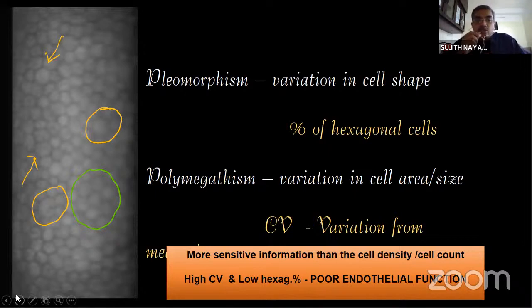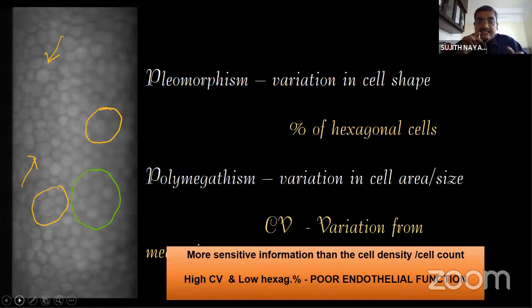So the most important one is the percentage of hexagonal cells. When the percentage of hexagonal cells is becoming less, that is called the pleomorphism. When the percentage of hexagonal cells is more, that shows that the endothelial cells are more healthy. When the percentage of hexagonal cells is less, that means many cells are being lost, and the other remaining cells are trying to make up for the lost cells. That is the pleomorphism, one of the most common terms which you will hear when you study specular microscopy. Next is the polymegathism.